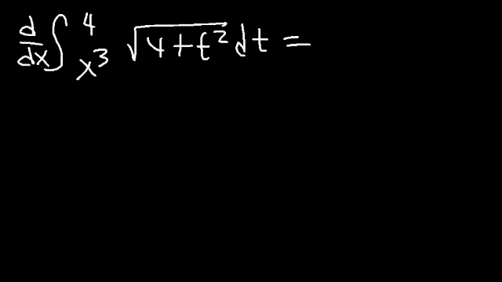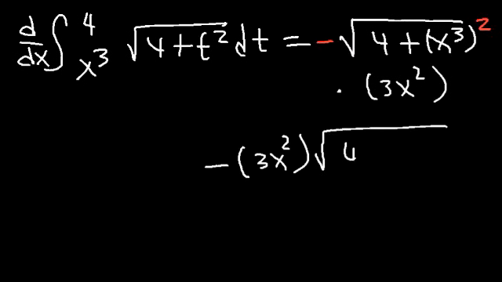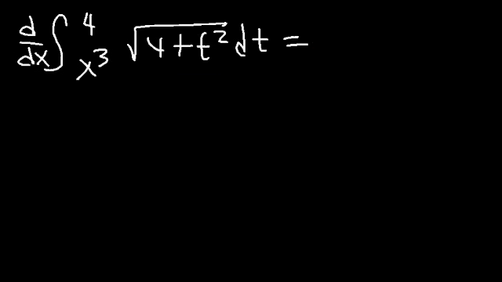Let's begin by, well, let's do it the fast way first. So we need to replace t with x cubed. So it's going to be the square root of 4 plus x cubed squared. Now, because it's the lower limit and not the upper limit, let's add a negative sign. And then let's multiply it by the derivative of x cubed, which is 3x squared. So we should expect that the final answer should be negative 3x squared times the square root of 4 plus x to the 6th power. But now let's justify it. So let's begin by replacing the square root of 4 plus t squared with f of t.